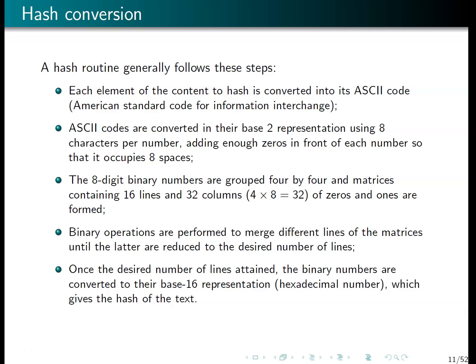The 8-digit binary numbers are grouped 4 by 4 to create matrices with 32 columns of zeros and ones. Usually, the hashing function will work with matrices that have 16 lines and 32 columns, and there are going to be more than one matrix with a large text, while a smaller text will work with only one matrix. Binary operations are then performed to merge different lines of the matrices, and we stop performing binary operations when the desired number of lines is attained. Once this is done, we convert the terminal binary number into a hexadecimal number, and this hexadecimal number corresponds to the hash of the text that has been entered.